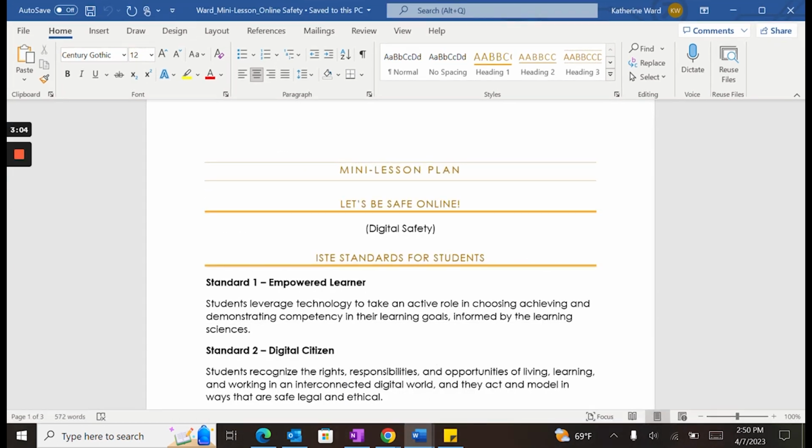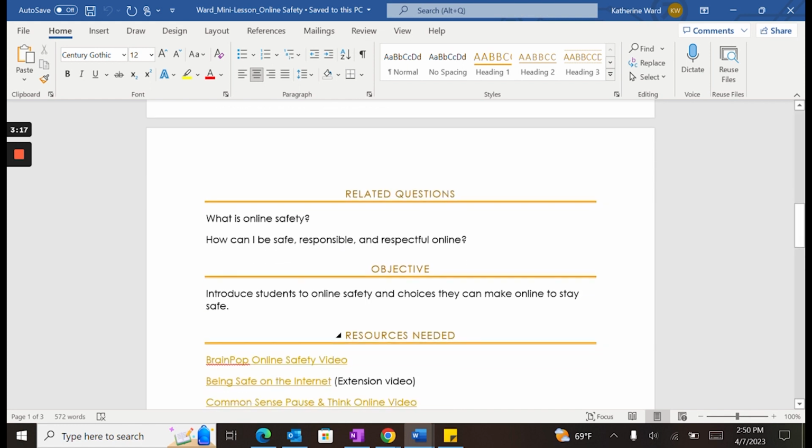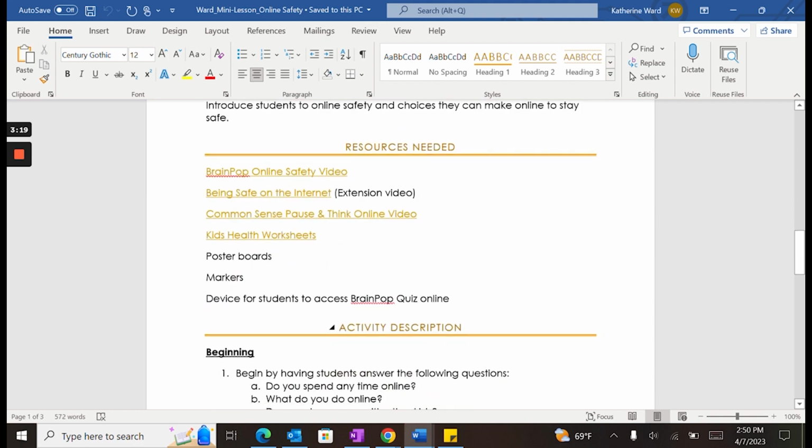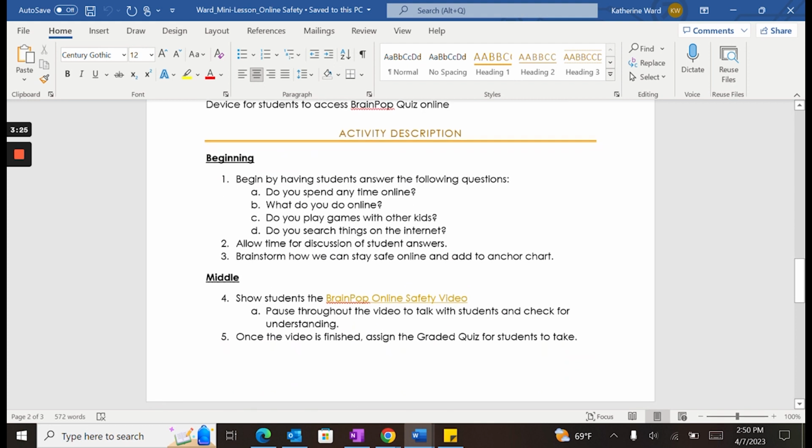The final lesson was a lesson on online safety called Let's Be Safe Online. In this lesson, students were required to think about how they can stay safe online and what is considered a safe and responsible and respectful activity. For this lesson, we used Brain Pop, Common Sense Media, Kids Health worksheets. At the beginning of the lesson, students were asked to answer the following questions.